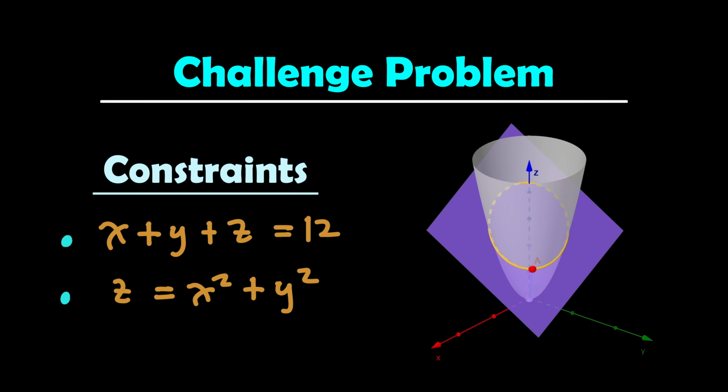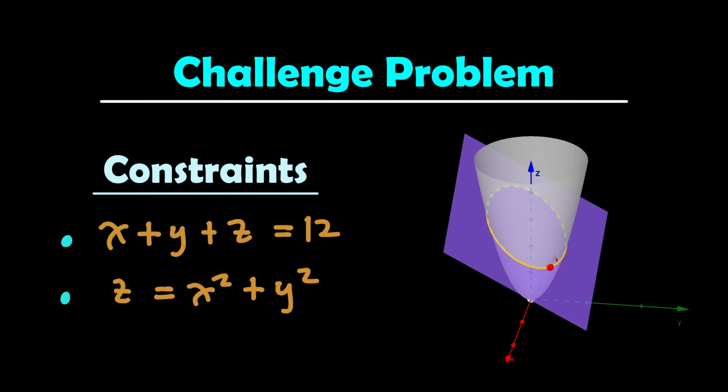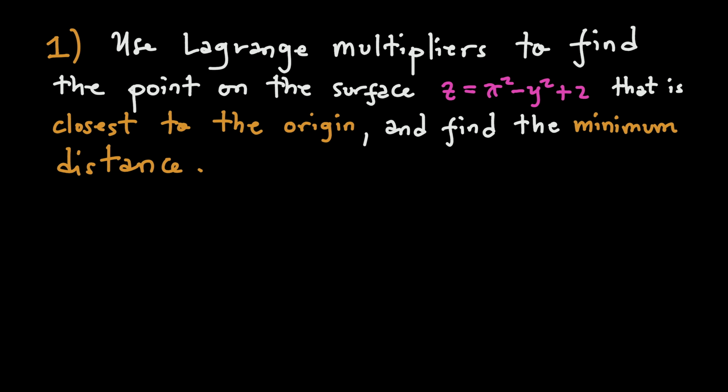Before we solve the challenge problem, let us first consider a similar problem with a single constraint. In this problem, use Lagrange multipliers to find the point on this surface that is closest to the origin. Moreover, find the minimum distance.